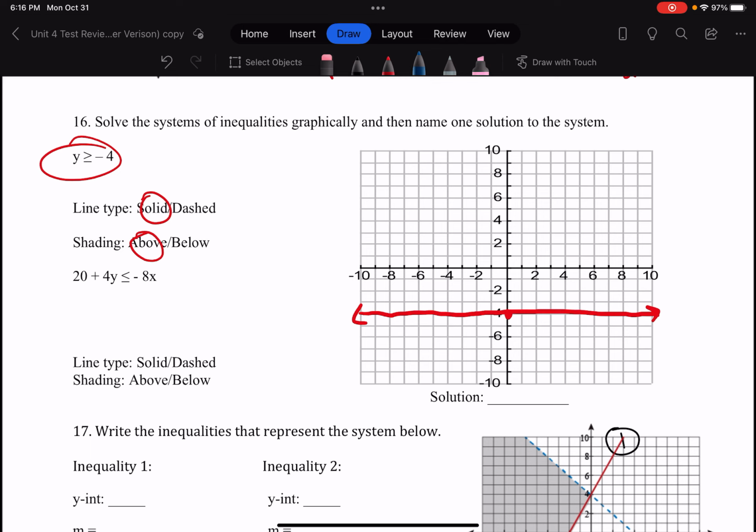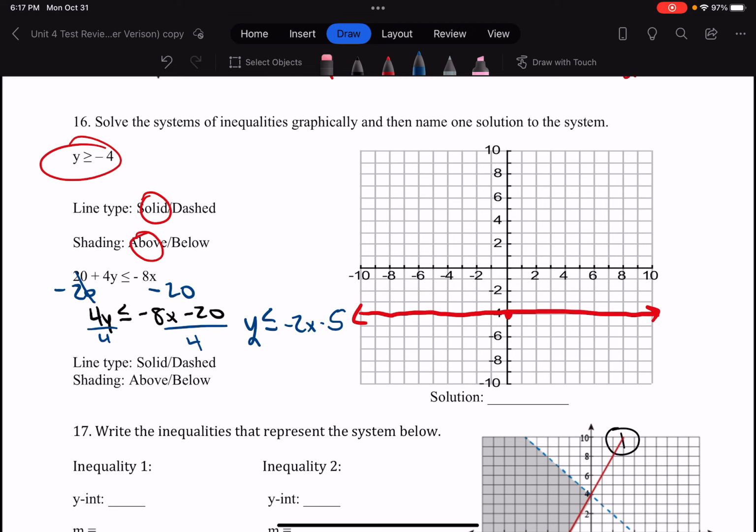Then I'm going to look at the next linear inequality, but this is not in slope-intercept form yet. So the first thing I need to do is subtract 20 on both sides. I'm left with 4y is less than or equal to -8x minus 20. My last step here is going to be to divide everything by 4. And that leaves me with y is less than or equal to -2x minus 5.